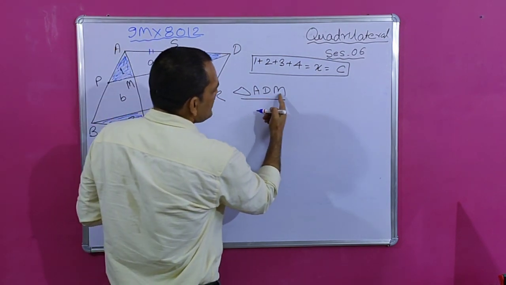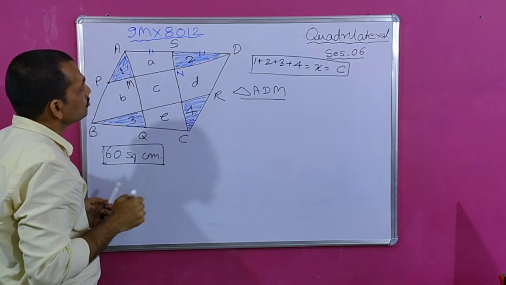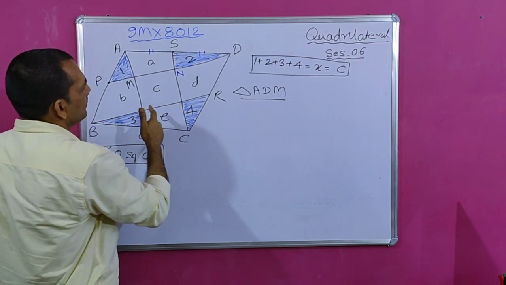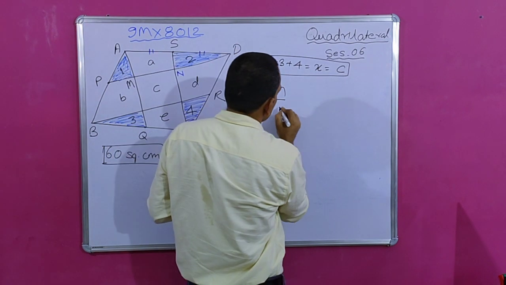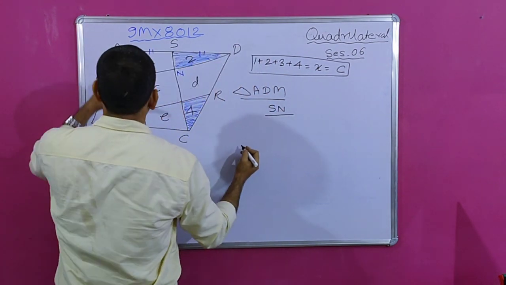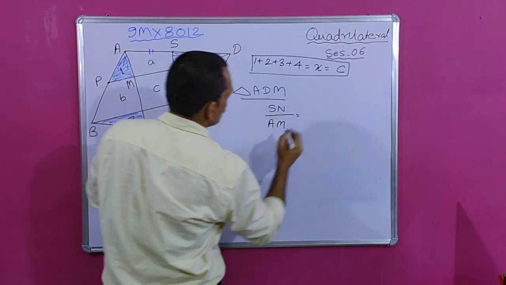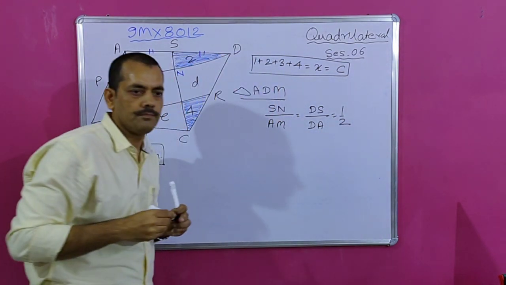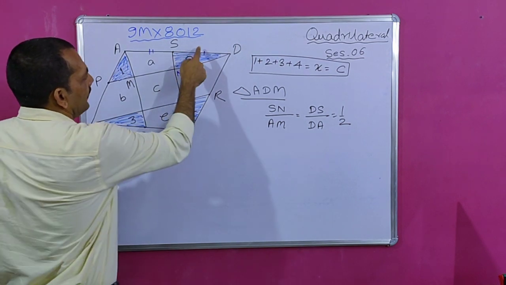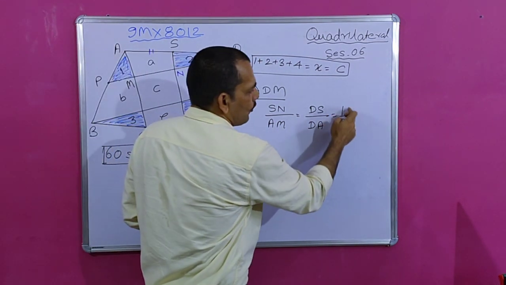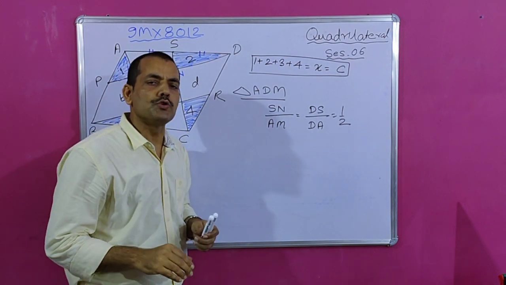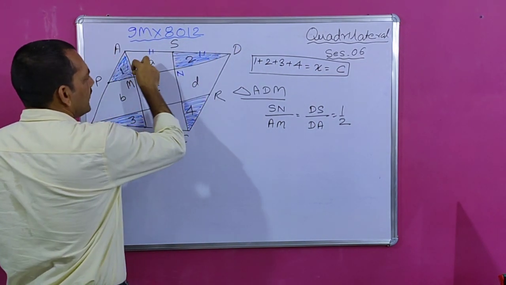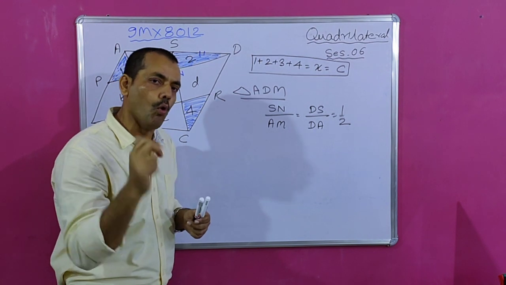So from triangle ADM, what will be the side ratio? The side ratio will be 1 by 2. Let's take the base SN by AM equals DS by DA equals half. It means in this triangle, smaller versus bigger is in the side ratio 1:2. If the side ratio is 1:2, the area ratio will be 1:4. So the smaller triangle versus the bigger triangle will be in area ratio 1:4.